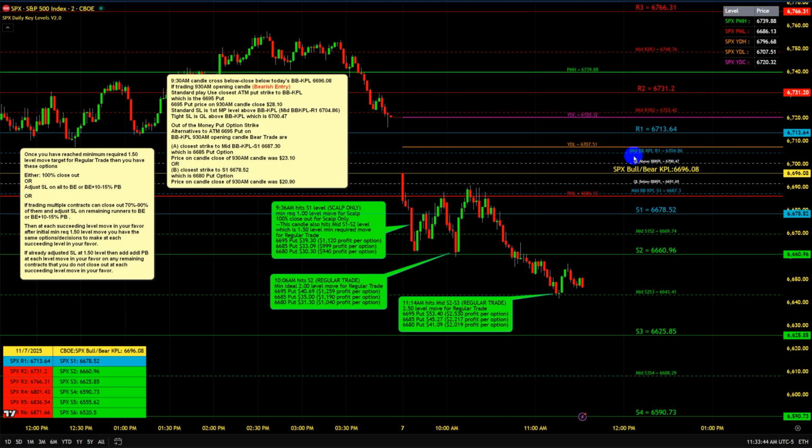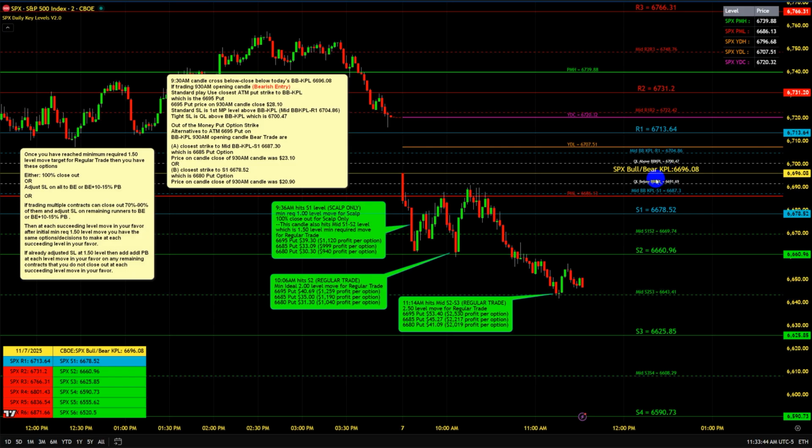These midpoint levels serve as standard stop losses. That is their main purpose at the initiation of a trade. The QL levels serve as tight stop losses for the initiation of a trade.